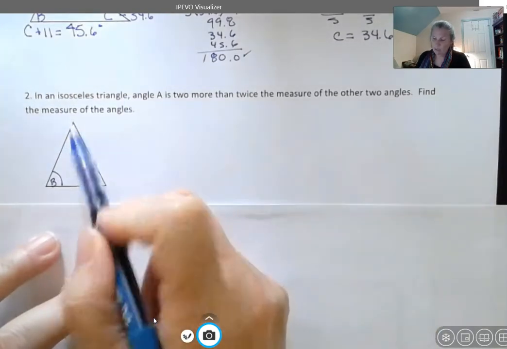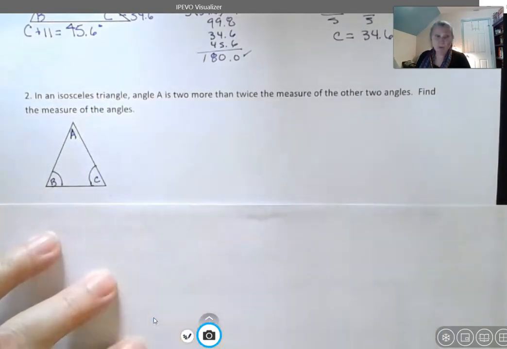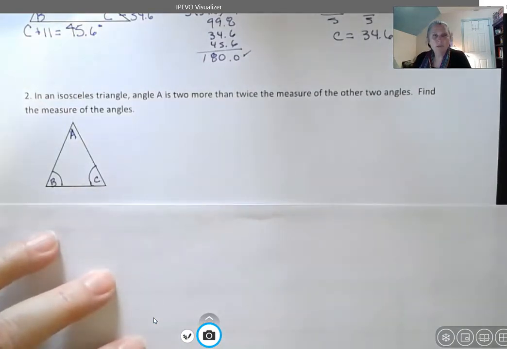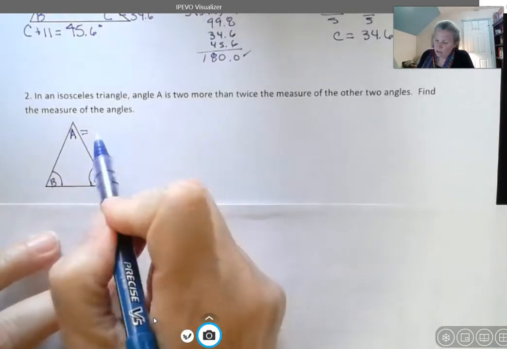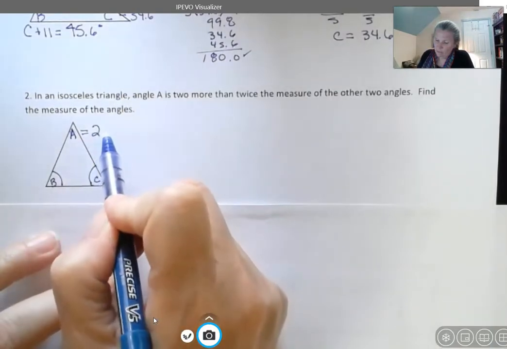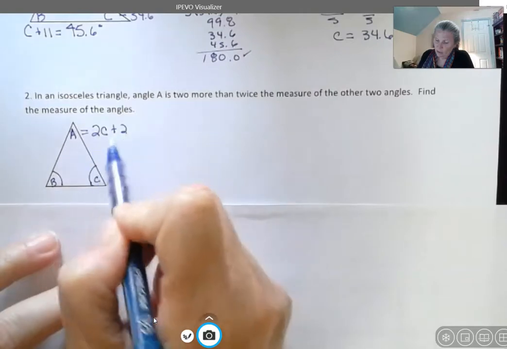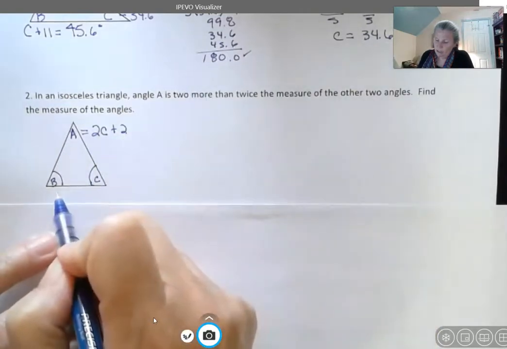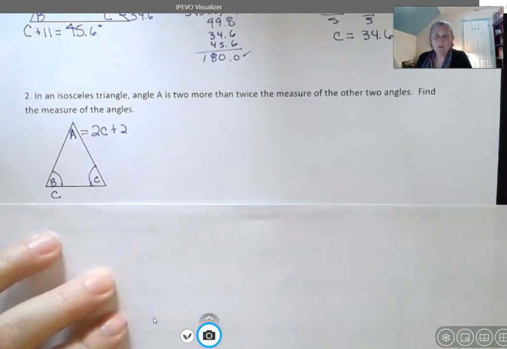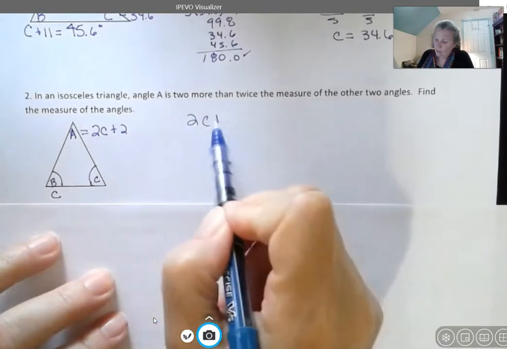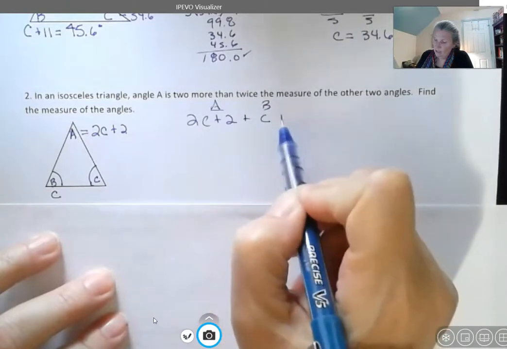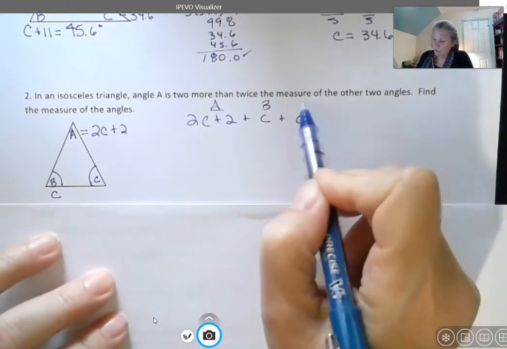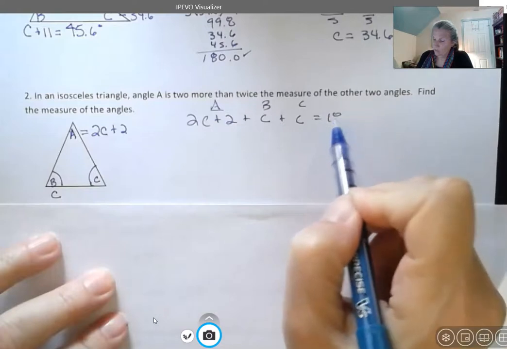So for A, I don't want to use a new variable. I'm going to use C again. So it says A is 2 more than twice the measure of any of the other 2. So I'm going to say this is 2C plus 2. It's 2 more than twice that one. And B, I'm going to call that one C because they're equal. So what I have is 2C plus 2. That's my A angle. For B, I have C because they're equal. And then for C, I have C. And then that equals 180.